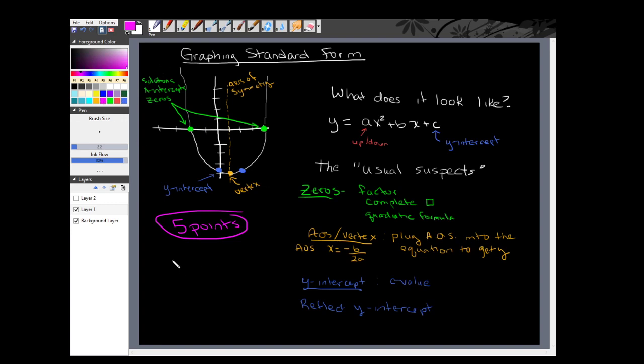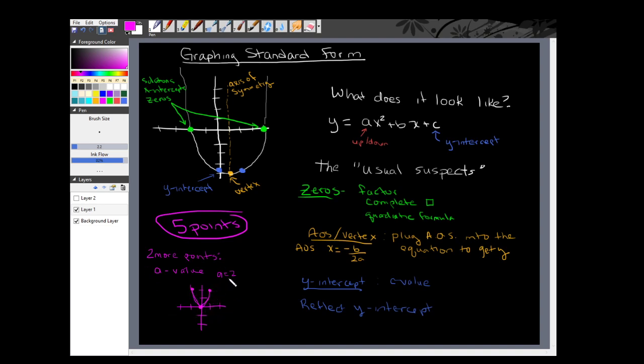Another way to generate 2 more points, so say you need 7 points for some reason for a more accurate graph, you can take the a value, and that a value describes how far up or down you go when you go 1 unit to the left or to the right. So say, for example, I have a parabola who has a vertex at the origin, and say my a is 2. What that's saying is when I come 1 over, I would go 2 up, and then I'd go to the side again and go 2 up, and that would get me part of my U here.